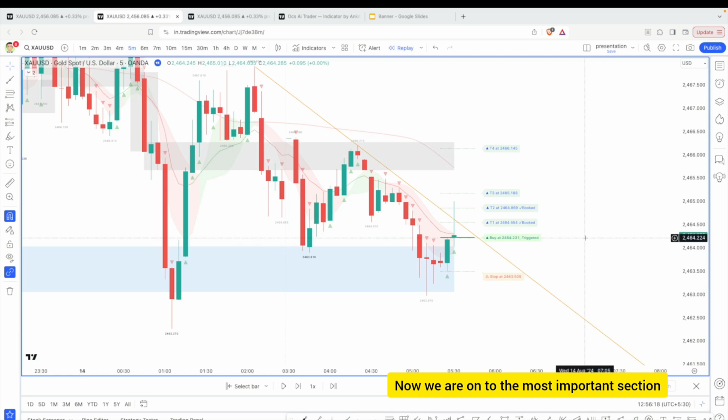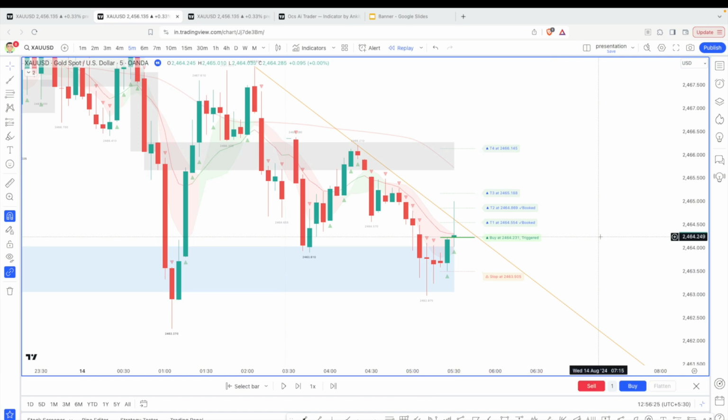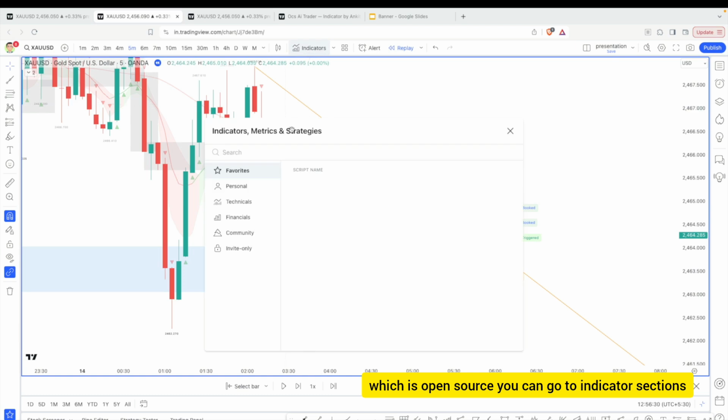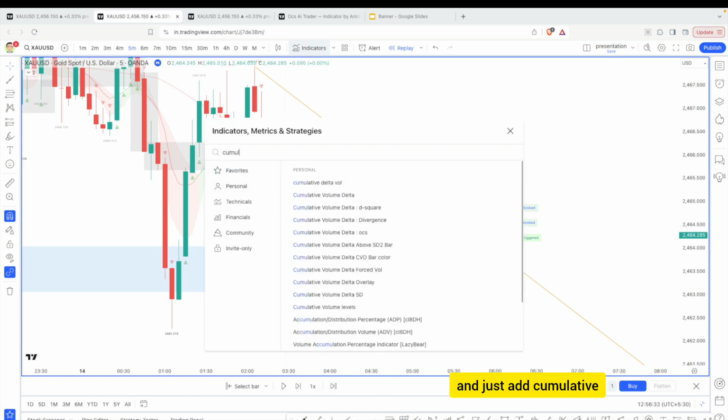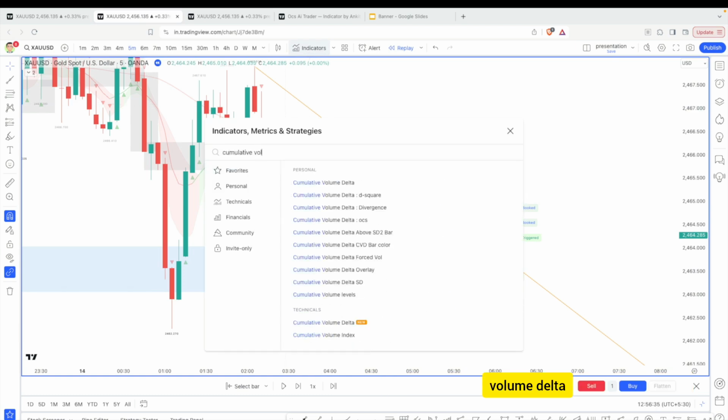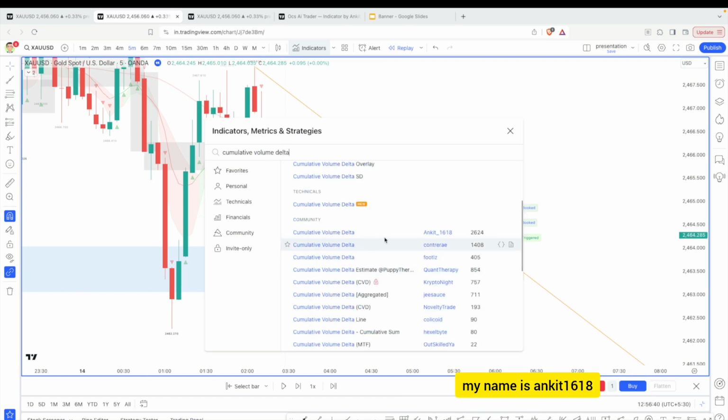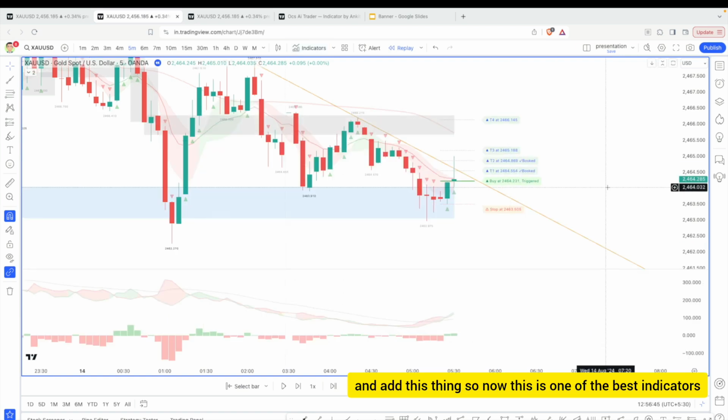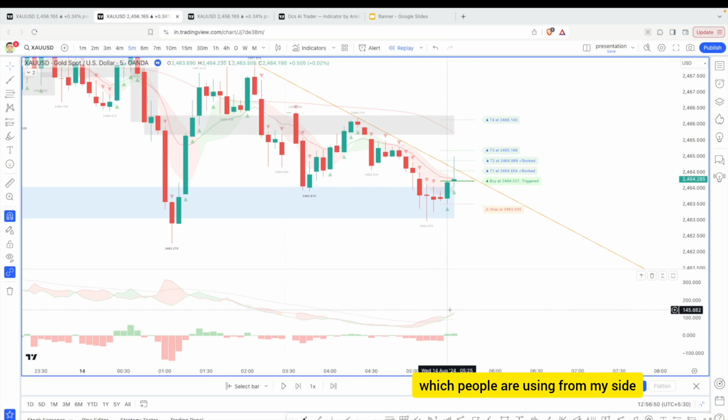Now we are on to the most important section of the OCS AI Trader, which is to conjugate this indicator with cumulative volume delta. Another good indicator of mine which is open source. You can go to the indicator section and just add cumulative volume delta and you'll find this indicator over here. My name is Ankit1618 and you can click on this indicator and add it. This is one of the best indicators which people are using from my side, and this cumulative volume delta is open source also.